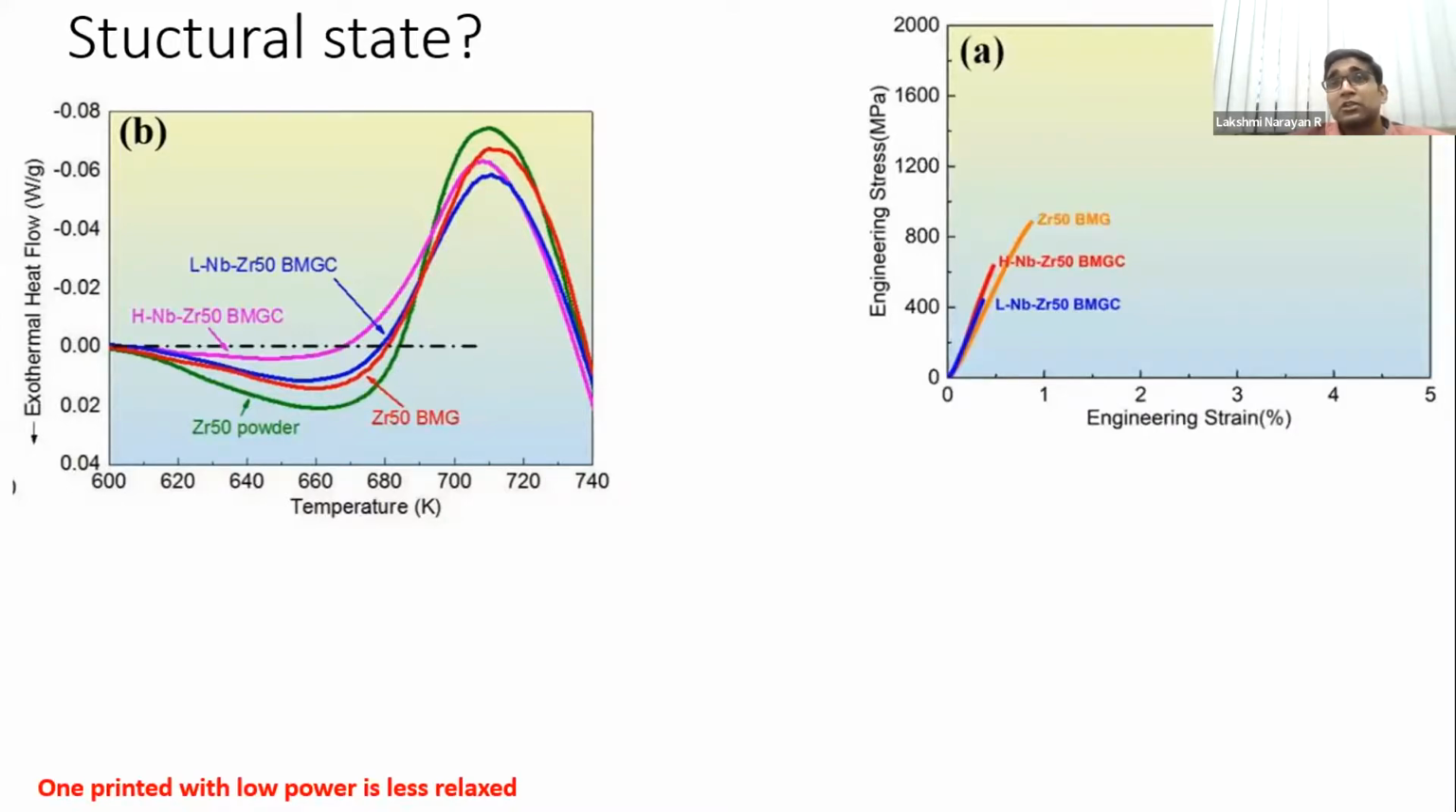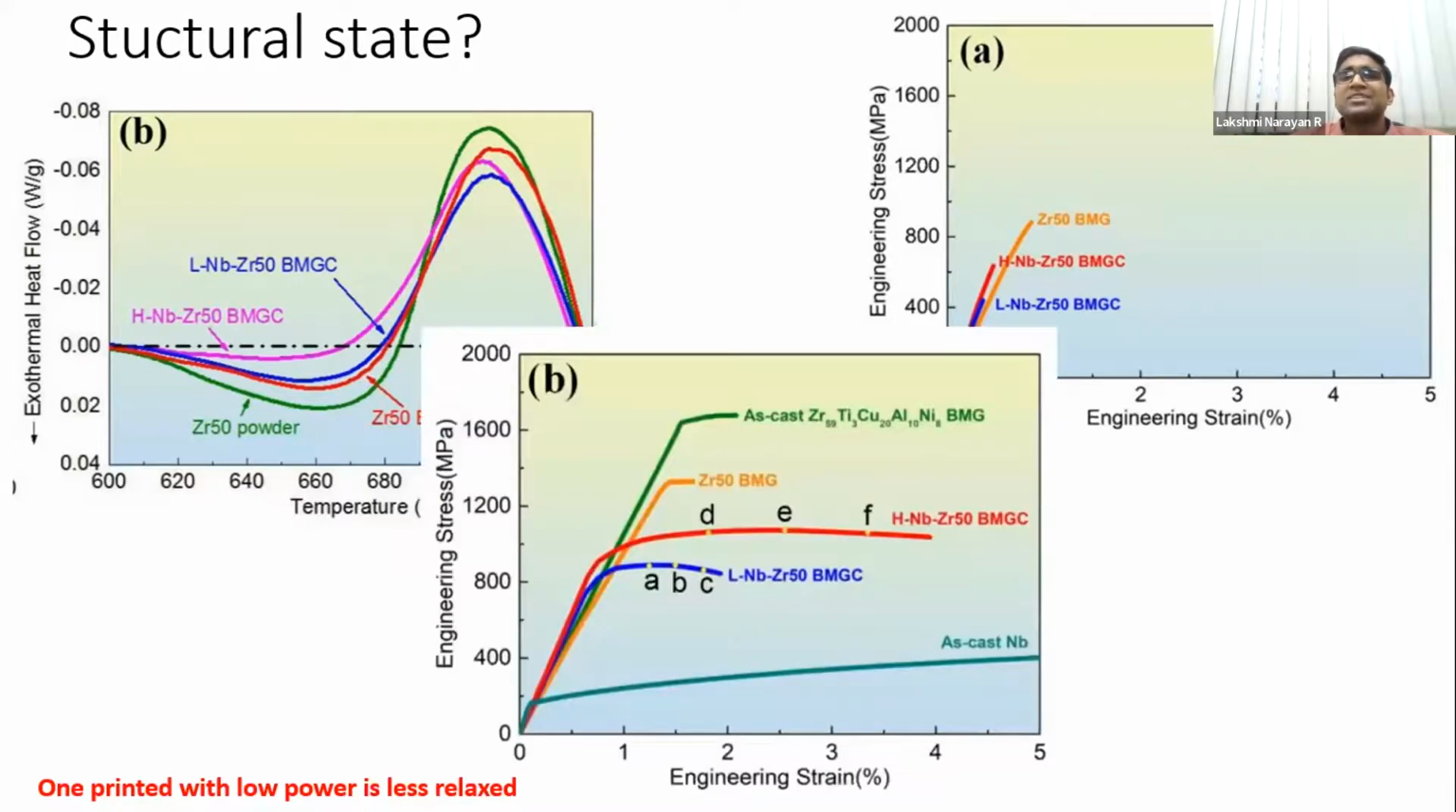But we thought we are only going to do compression, right? We are going to look at all these implants under compression or maybe, let us say, bending. So the compression test is more important in this case. And what we see is very interesting. We see that the one made at higher power, and remember both of these contain 50-50, zirconium 50 niobium 50. Zirconium 50 is the name of the alloy.